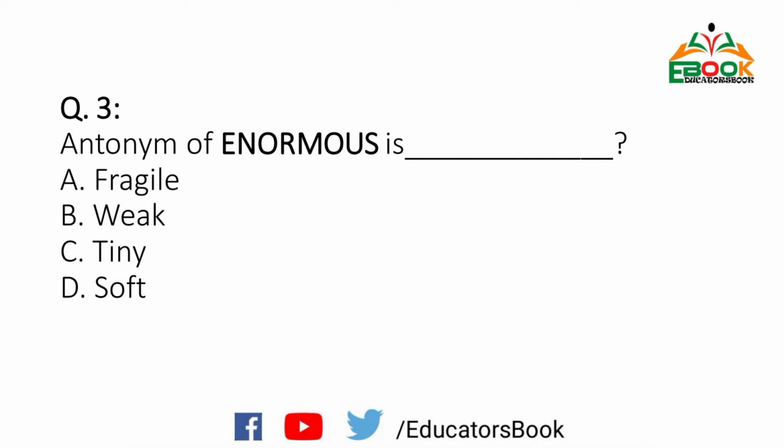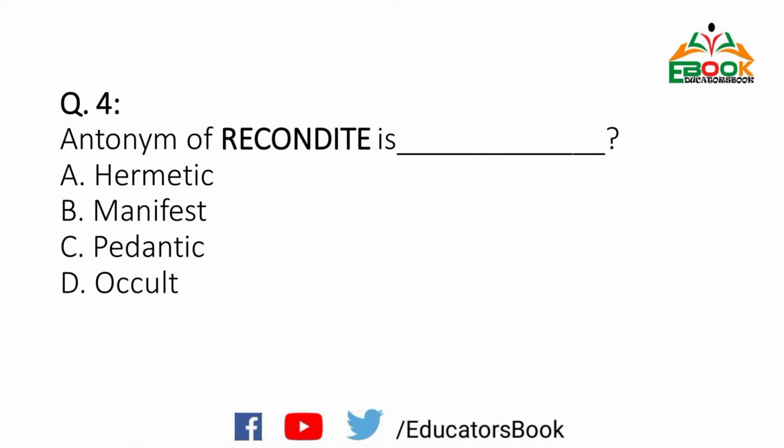Question number 3. Antonym of enormous is A. Fragile, B. Weak, C. Tiny, D. Soft. The correct answer is option C, tiny.